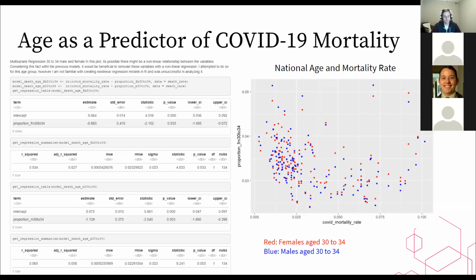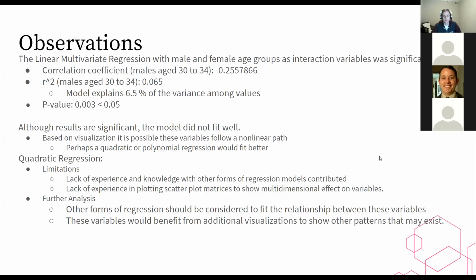So I tried to do some multivariate regression here, with gender being an additional variable. It unfortunately didn't lead me anywhere, again because of the probable nonlinearity of the relationship between these variables. I did mention at the top here, it would be beneficial to remodel these with a nonlinear regression. Unfortunately, I was unsuccessful.